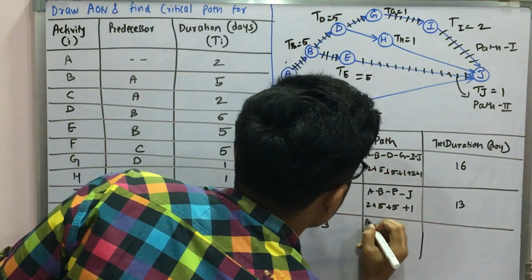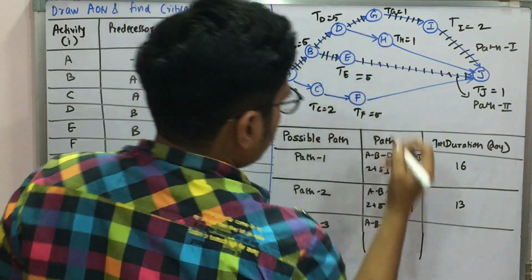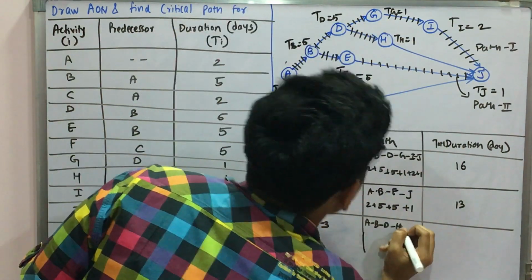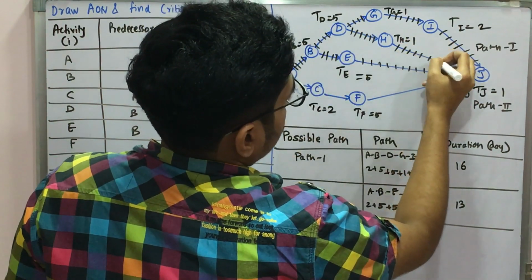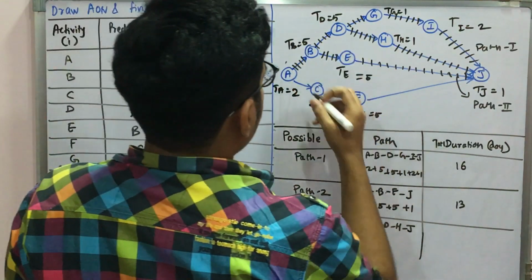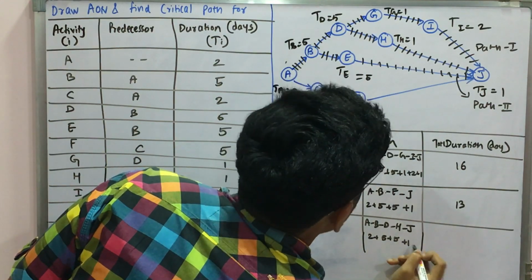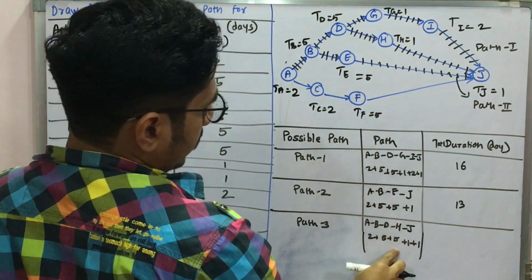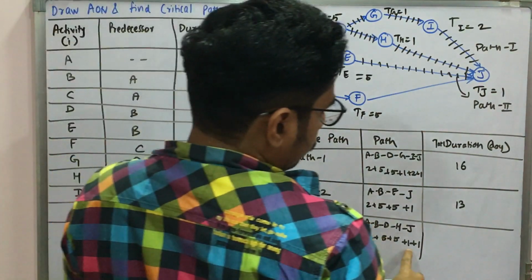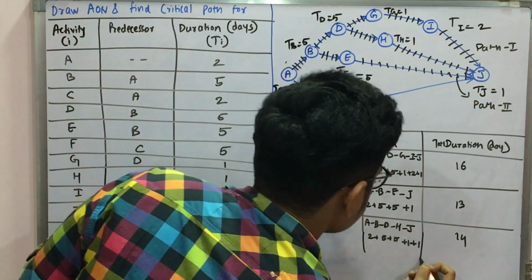Now we go this way, that is A to B, then B to D here, then D to H this way, and we go to J in this way. So that is 2 plus 5 plus 5 plus 1 plus 1, that is 5 plus 5 is 10, 10 plus 2 is 12, 13 and 14. So we have this path.